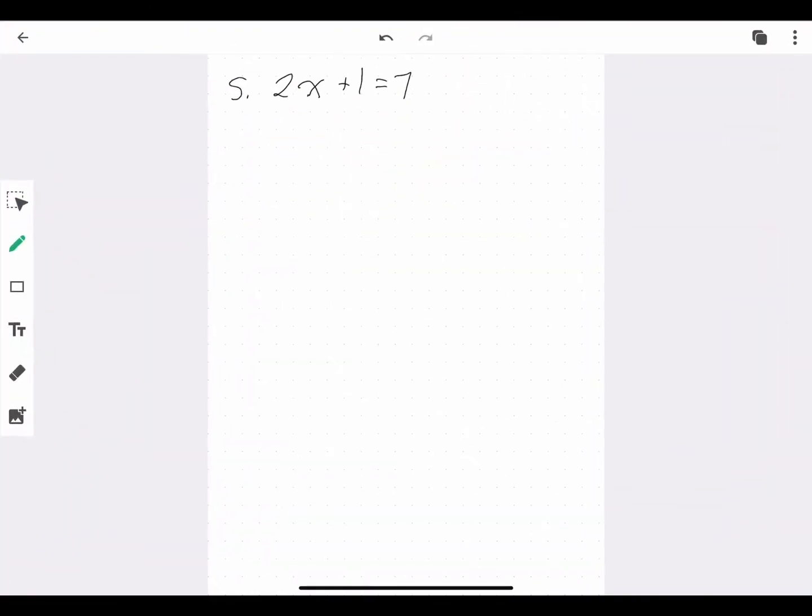Let's double check here. So 2x plus 1 minus 1 equals 7 minus 1. 2x equals 6. We divide. X equals 3. We were right.